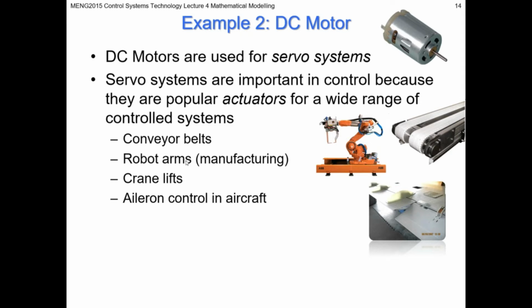Conveyor belts, robot arms, crane lifts, ailerons. Well, for ailerons, some might have electric motors controlling them. A lot of ailerons and other systems on an aircraft tend to be hydraulic, but there will be some interface between a hydraulic system and an electrical control system in aircraft as well. So really, you name it, it's probably got some kind of motor control in it if it's a moving system.